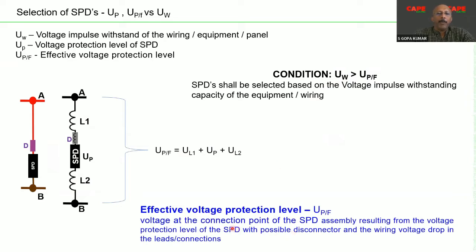The definition of effective protection level is the voltage at the connection point of the SPD assembly resulting from the voltage protection level of the SPD with possible disconnector and the wiring voltage drop in the lead, the connections. So that means the actual voltage which is going to stress your equipment between the point A and B. This is actually a very important point when you select and install an SPD.